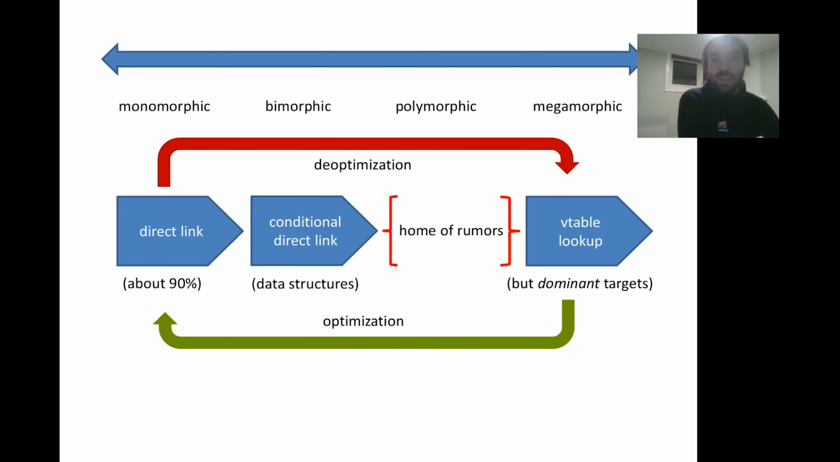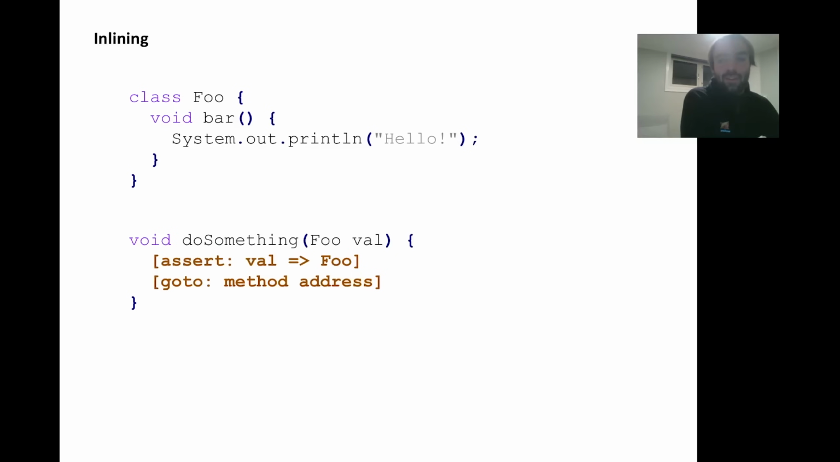And if you want to make sure your program doesn't get slow, just make sure you don't have megamorphic call sites on your hot path. And why is that? I'll show you in a second.